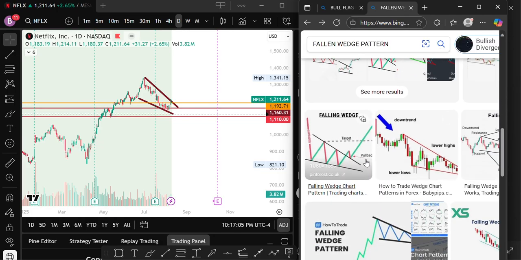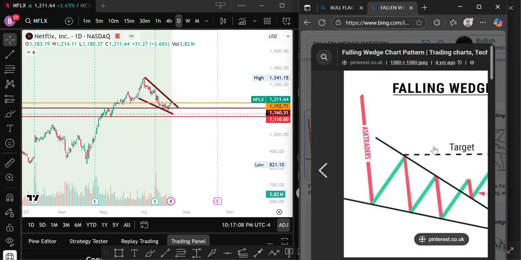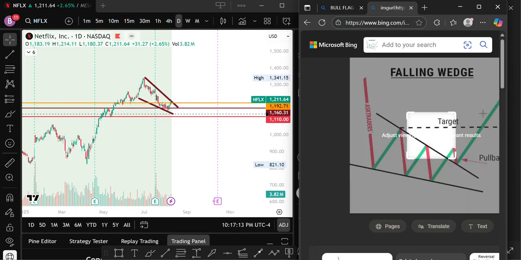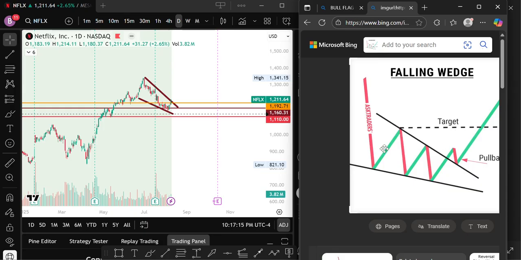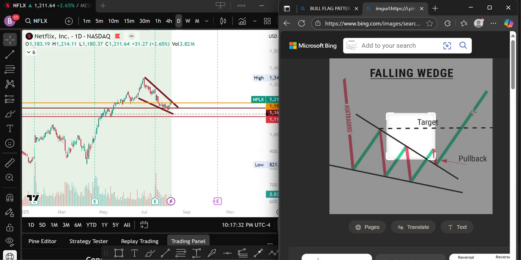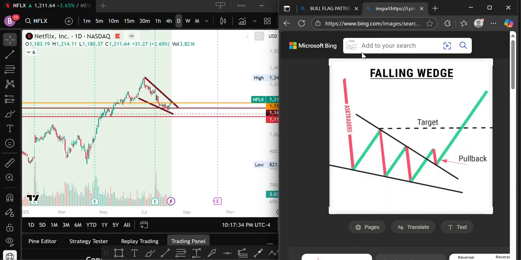So you can anticipate something like this from a falling wedge pattern. As you see here, anticipate a breakup, a breakout. So why I show you this is because Netflix is in that pattern.